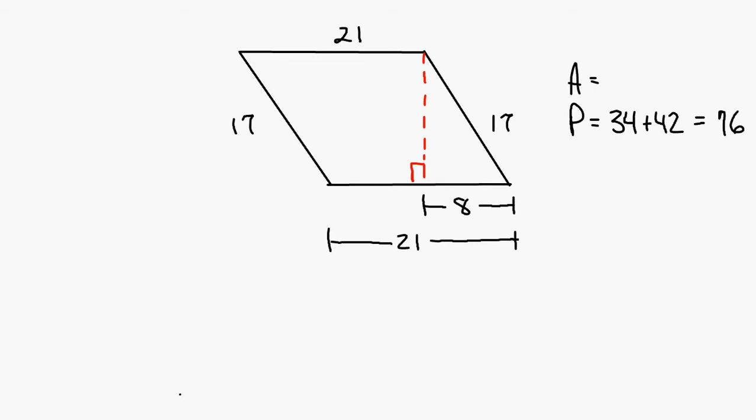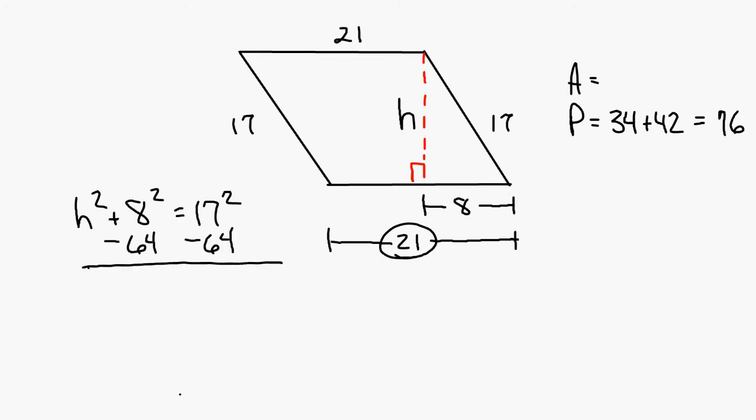Now, your area is equal to the base times the height. Your height is the red dashed line. The red dashed line is perpendicular to the base, and it forms a right triangle over here. So you're going to use the Pythagorean Theorem to find the height. So your height squared plus 8 squared equals 17 squared. So subtract 64 from each side. Your h squared is going to equal 17 squared minus 64, to 225. You're going to square root those, and h equals 15.